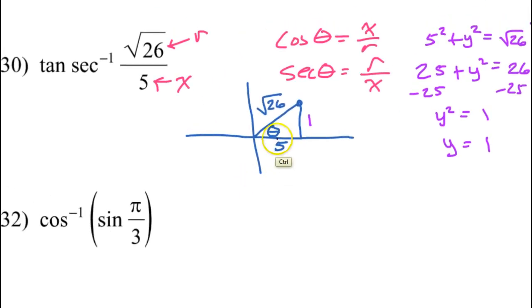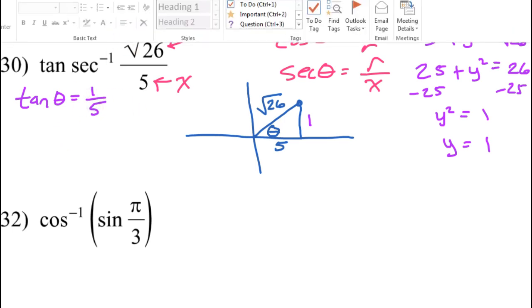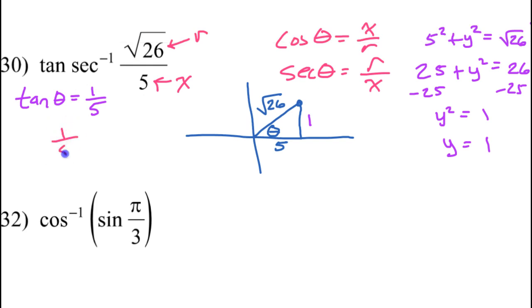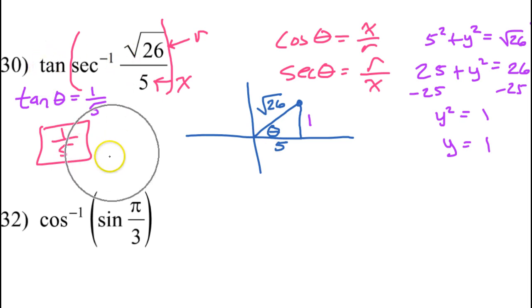So now I can go ahead and find the tangent of this angle, even though I don't know what it is. All right, I know that the tangent of the angle is going to be y over x. So that's going to be 1 over 5. All right, so that's it. That's going to be the answer. Okay, because all of this is simply an angle. All right, I drew the angle, and then I found the tangent of that angle, and it's 1/5.